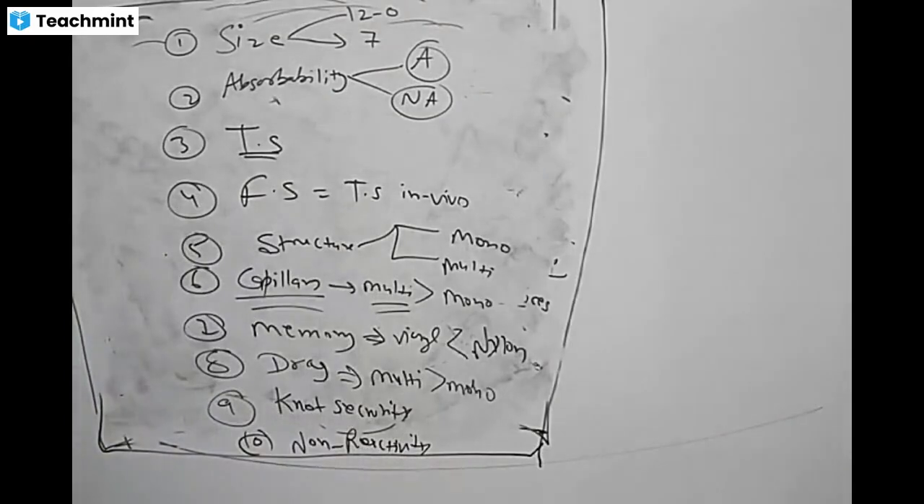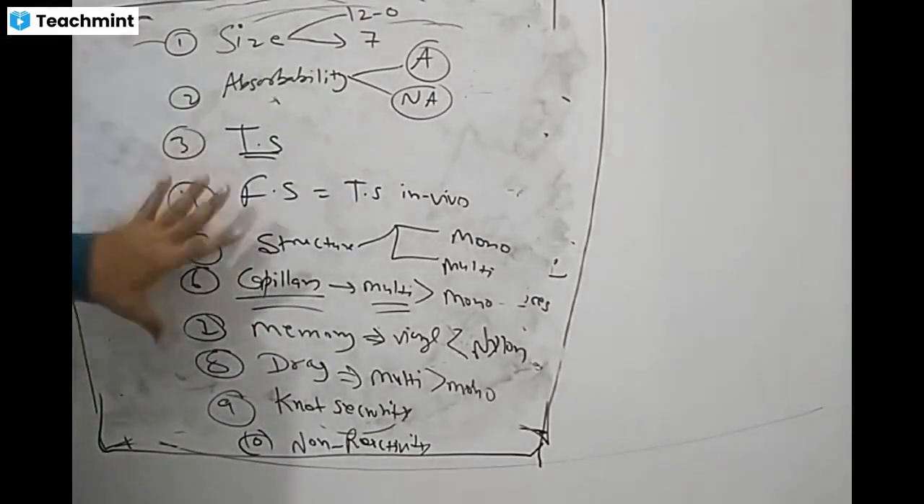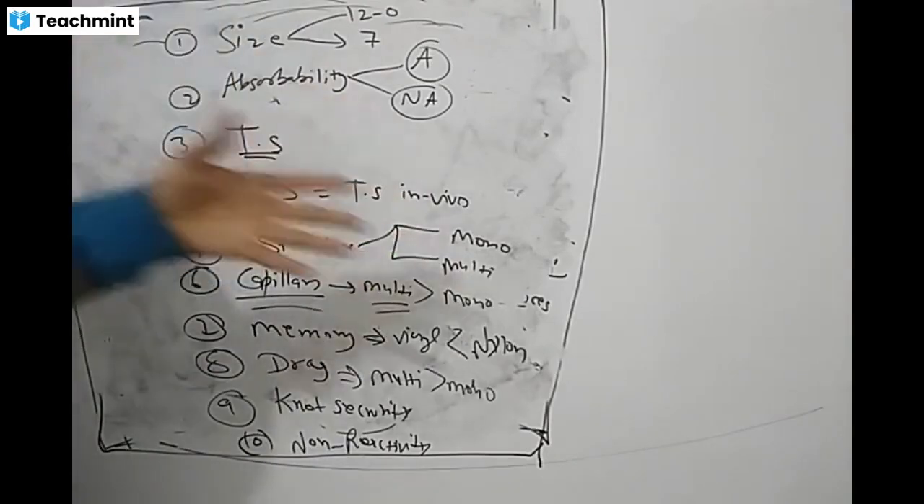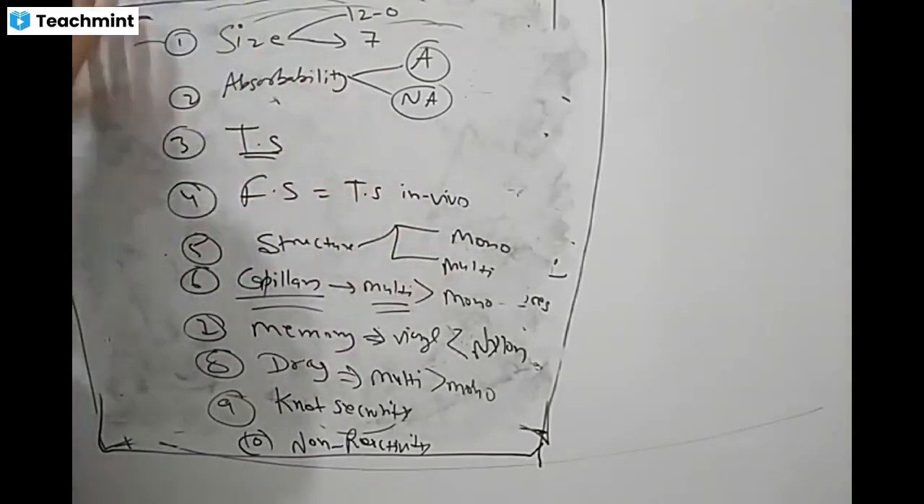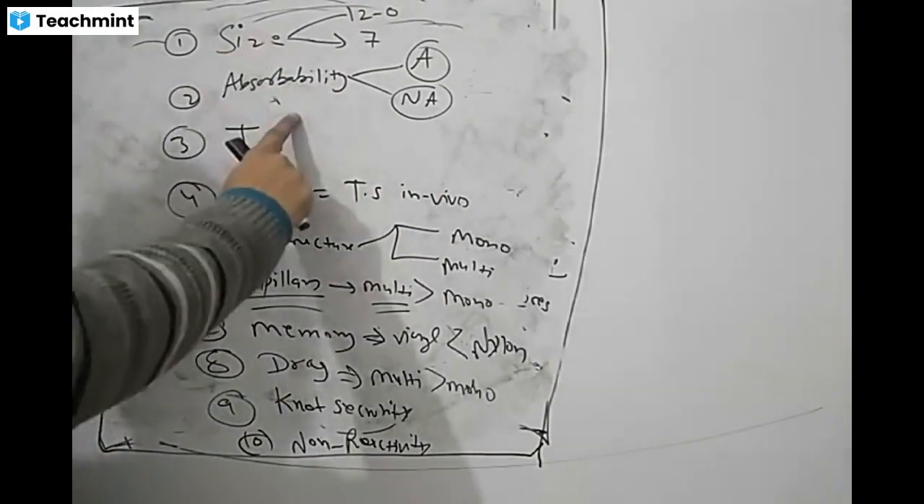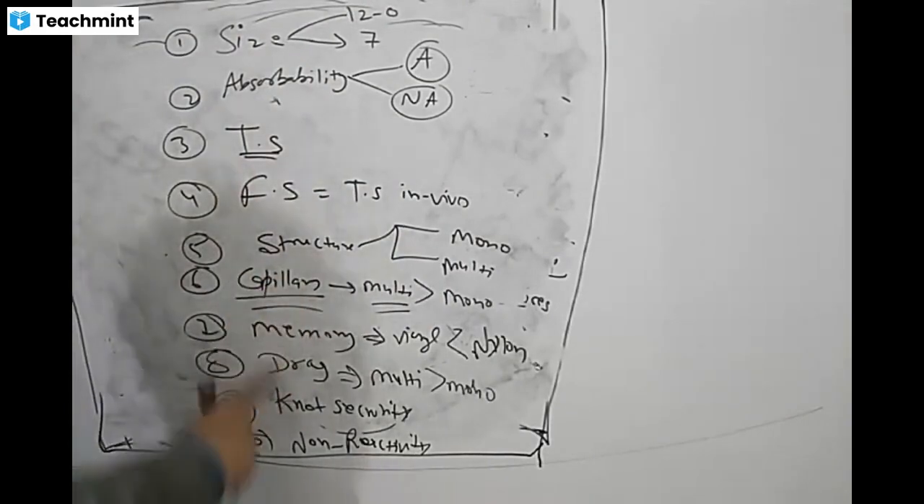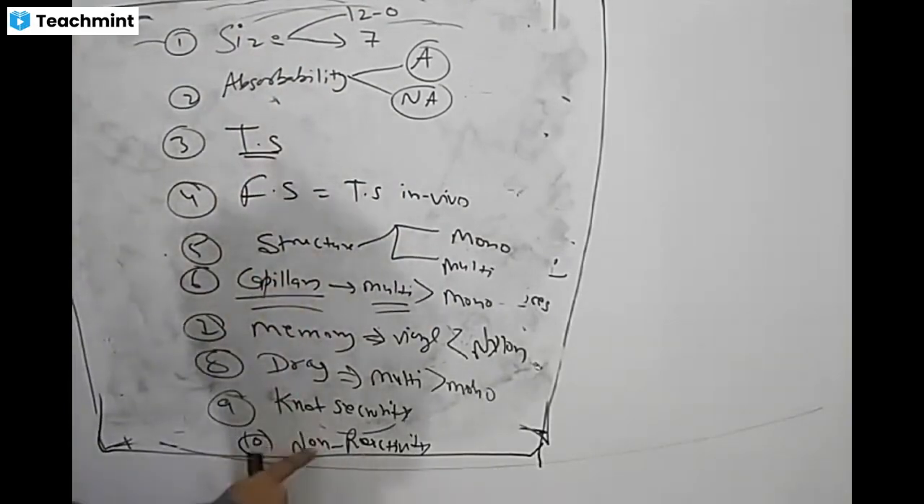So these are some of the characteristics, some of the qualities a suture material should have. Other than this, you may find in books four to five more properties like flexibility and all, but these are the more important ones: size, absorbability, tensile strength, functional strength, structure, capillarity, memory, drag, knot security, and non-reactivity.